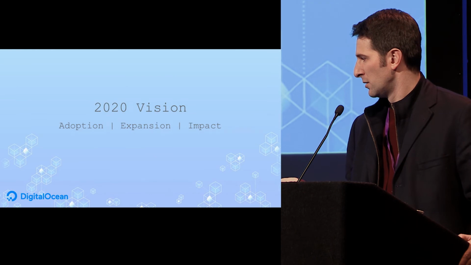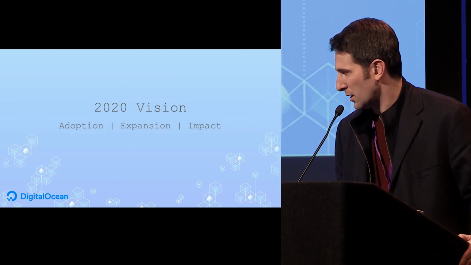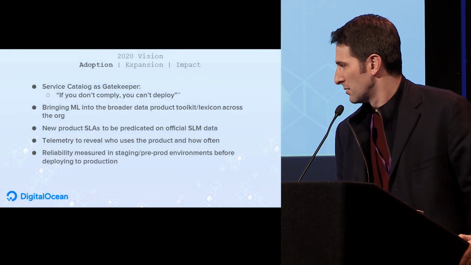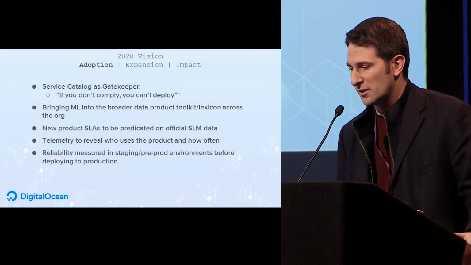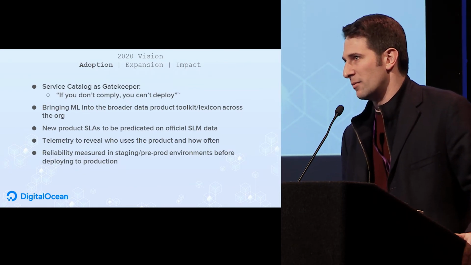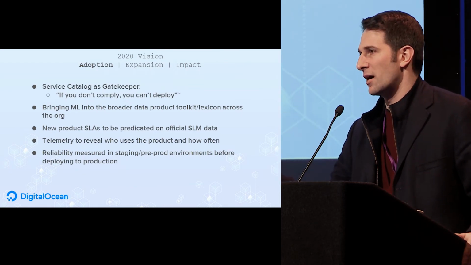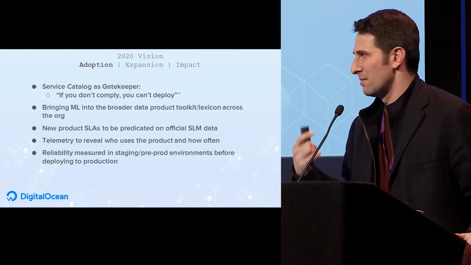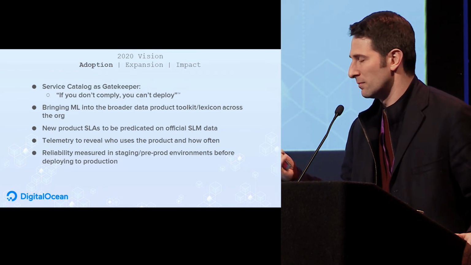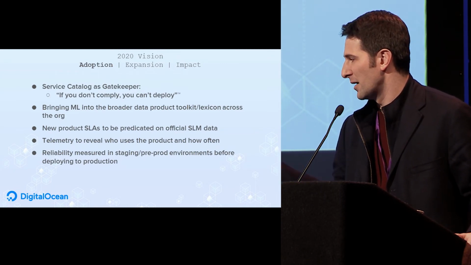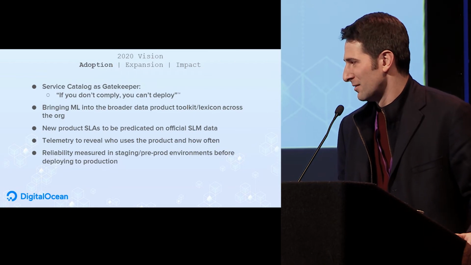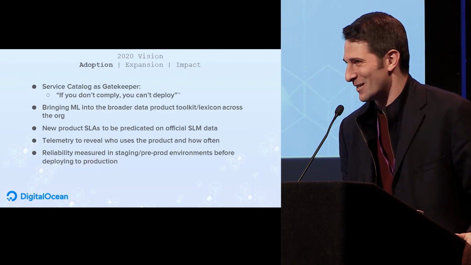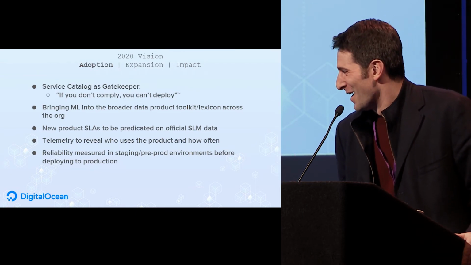All right, so real quick, 2020 vision, adoption, expansion, and impact. Okay, so just retracing steps a little bit. Service catalog is gatekeeper. One of the main goals here is to standardize how the entire organization defines their services, whether that's their SLOs, their SLIs, the names of their Jira projects, all that stuff. If you don't comply, you can't deploy. I thought that was an interesting use of the English language, so I trademarked it unofficially, but all right.